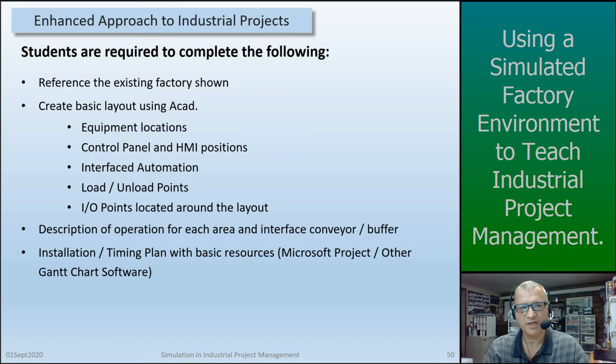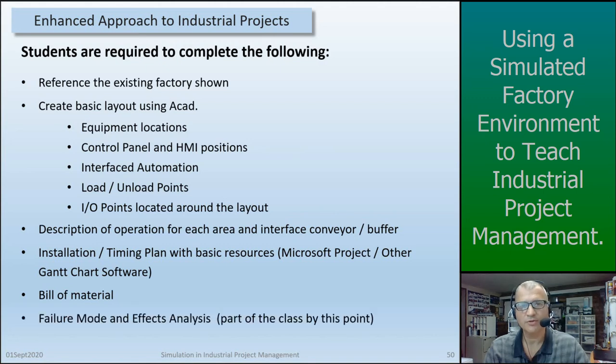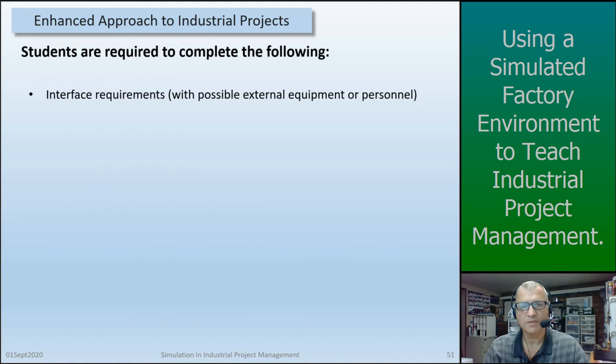They also have to develop a timing and installation plan with basic resources. At this point, they're going to use Microsoft Project or any other Gantt chart software that they want to use at the time. And remember, they've also had Microsoft Project by this point. They have to generate a bill of material and also do a basic failure mode and effect analysis, which has been covered by this point in the class. They have to look at the interface requirements with possible external equipment or personnel.